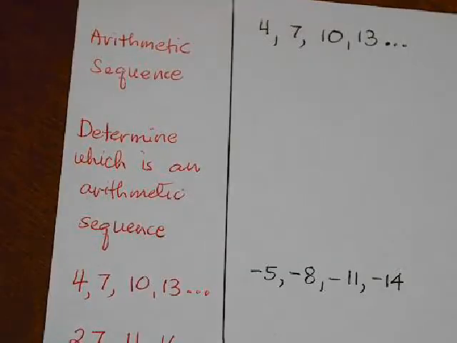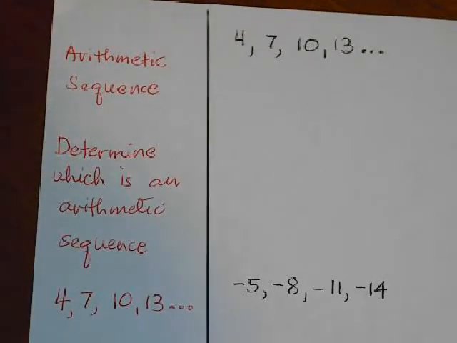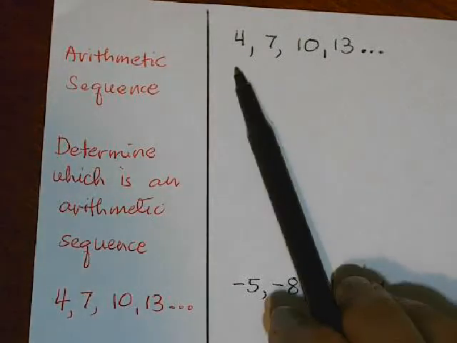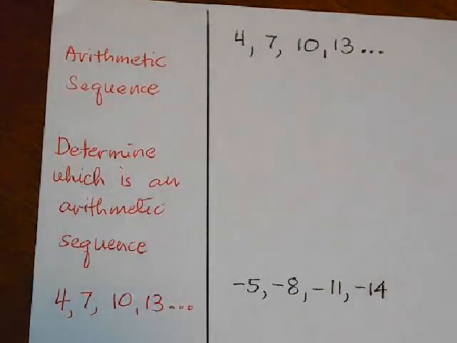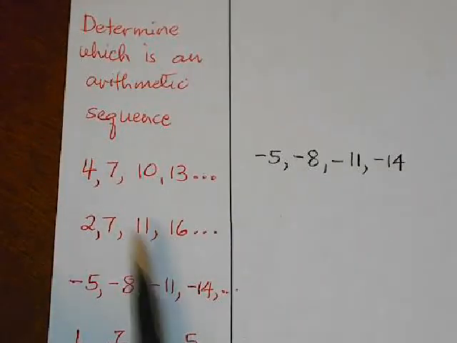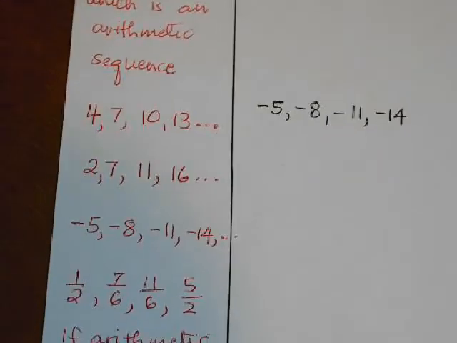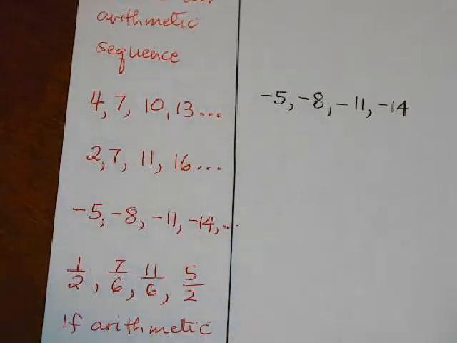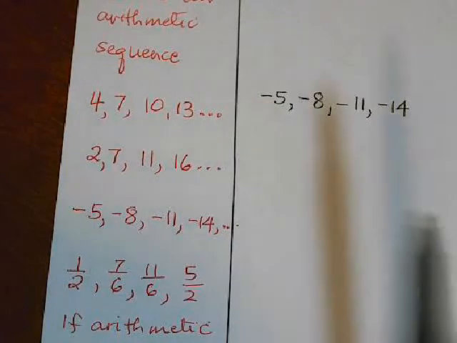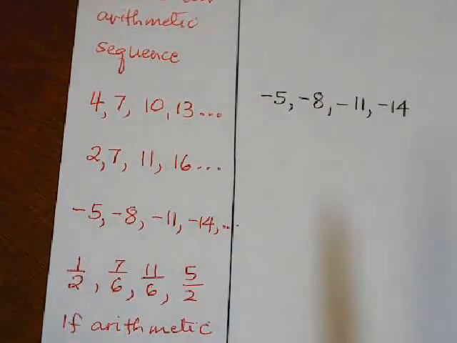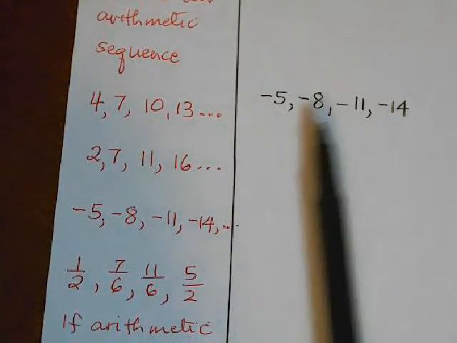Okay, so let's continue with arithmetic sequence. From the previous video, we found that an arithmetic sequence is a list of numbers that have a common difference. I gave you four sequences. We are not sure if they are arithmetic, because to be arithmetic, they have to have a common difference.